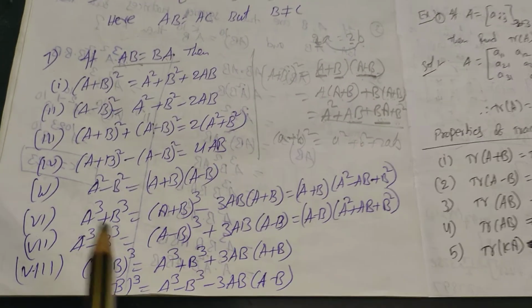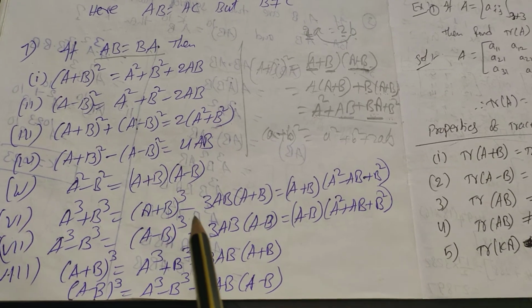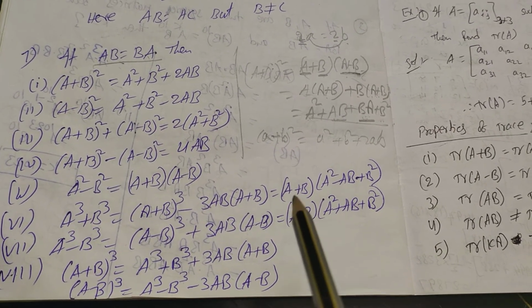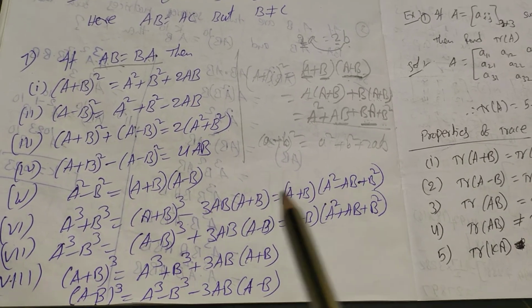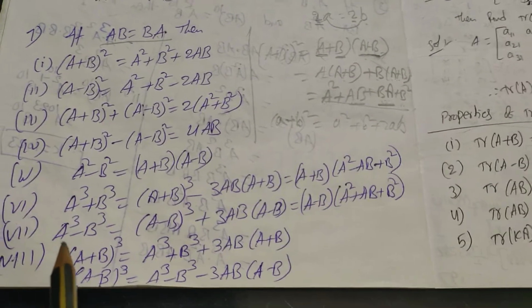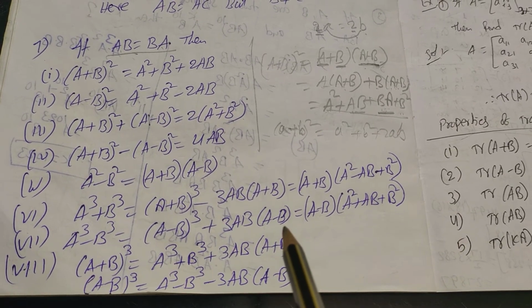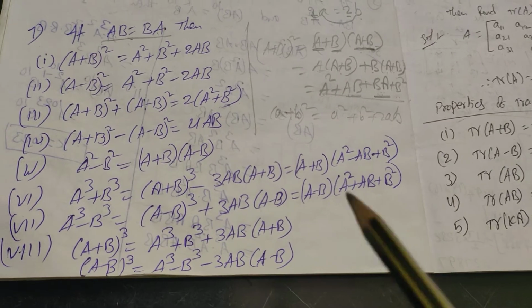Next, A cube plus B cube is equal to A plus B whole cube minus 3AB into A plus B. In other words, in factorization method, A plus B into A square minus AB plus B square. Same formula, this formula we have already in algebra. Okay, A cube minus B cube is equal to A minus B whole cube plus 3AB into A minus B. In other words, A minus B into A square plus AB plus B square.